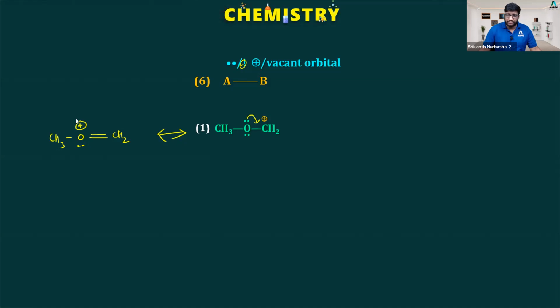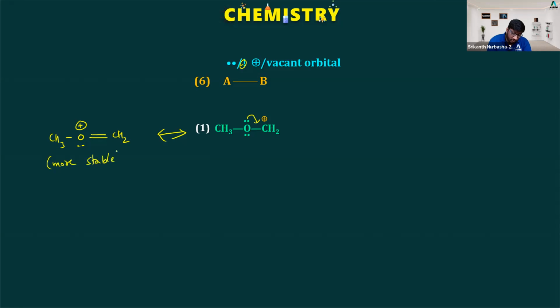Just for asking. If you think logically, CH3 oxygen with one lone pair and positive charge double bond CH2, or CH3 oxygen with two lone pairs and CH2 plus. Oxygen with two lone pairs will be more stable. Why, Sapna? Positive charge on the more electronegative atom. Okay, this is more stable actually. In reality, this is more stable.